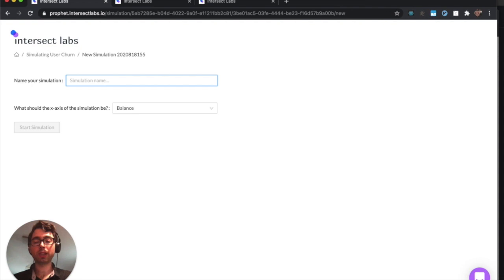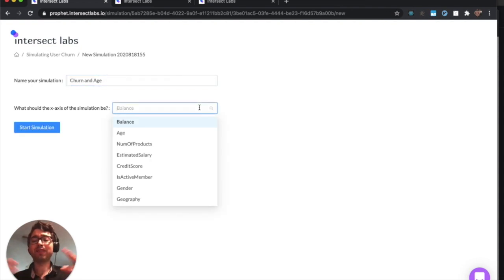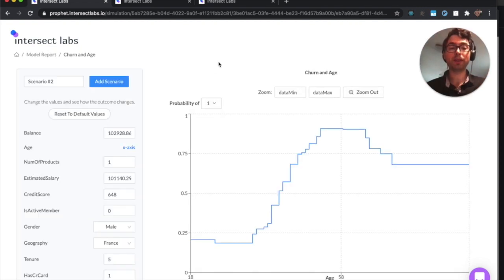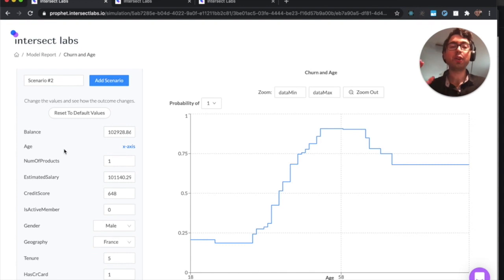I'll create a new simulation, and I want to start out by looking at my demographics of age and the churn risk associated. When the simulator opens, you'll see two things. First, on the left, you'll see your average user: the average balance, number of products they have, their estimated salary, most common gender, most common geography. And on the right, you'll see an XY plot charting the predicted churn risk for that user across age ranges from the smallest age, 18, all the way up to 80s and 90s.